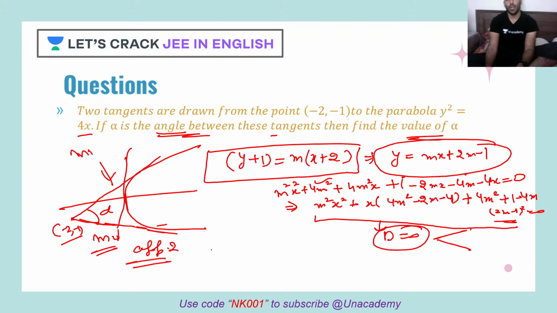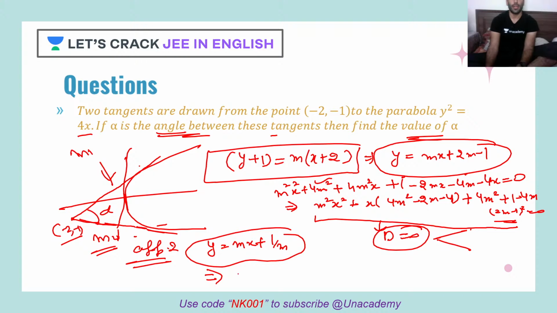So approach number 2 is what? As I know, the tangent's equation in slope form is y is equal to mx plus a by m, here a is 1. So this is my equation of tangent, correct? In slope form. Now this tangent is passing through, be it this tangent or this tangent, the given point minus 2, minus 1. So let's put it here.